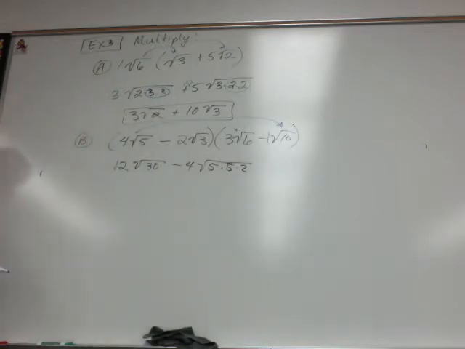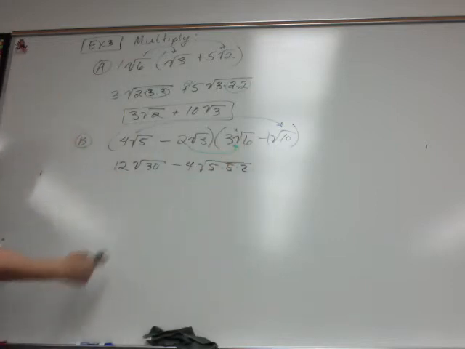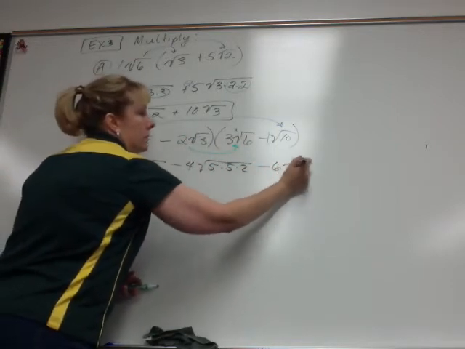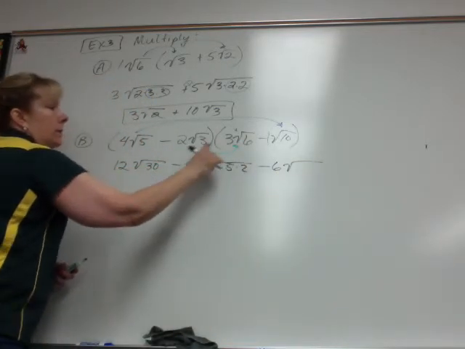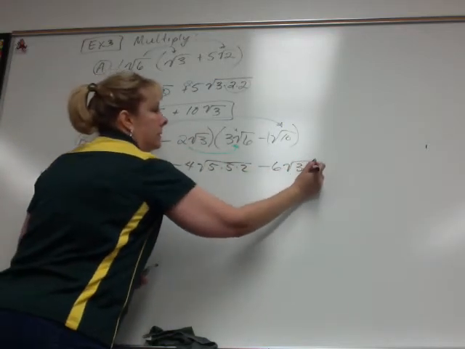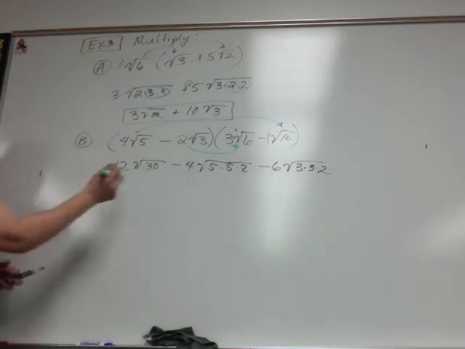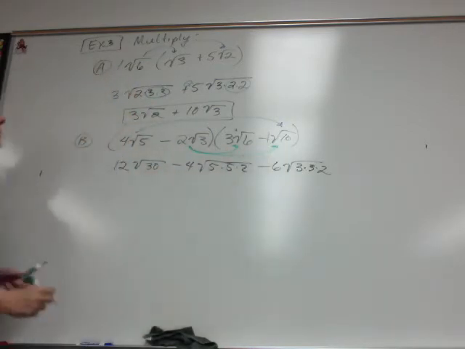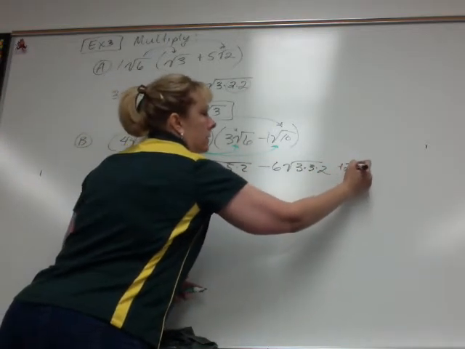Then I'm going to multiply my second distribution, which is the negative 2 rad 3. So I'm going to multiply those two together. Negative 2 times positive 3 is negative 6, square root. Is there anything in the 6 that will combine with that 3? A 3. So I'm going to keep that 3 times, and the 6 becomes 3 times 2. And then the last multiplication, a negative 2 times a negative 1 gives me a positive 2, square root.